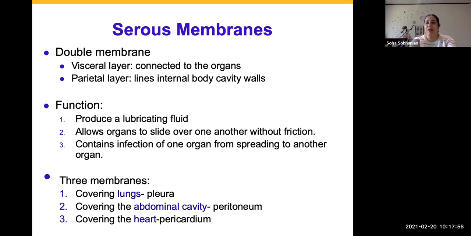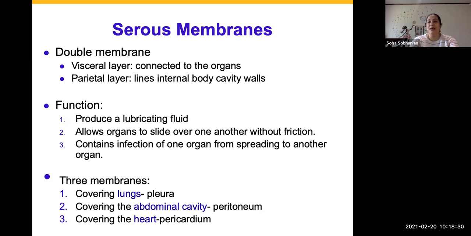Correct. Visceral pericardium. So visceral pericardium would be your name, not parietal, right? Visceral, because it's the inner lining that comes in direct contact with the organ. What is the inner lining that covers the lungs? Visceral pleura, you guys got it. Good job, guys. So be specific.